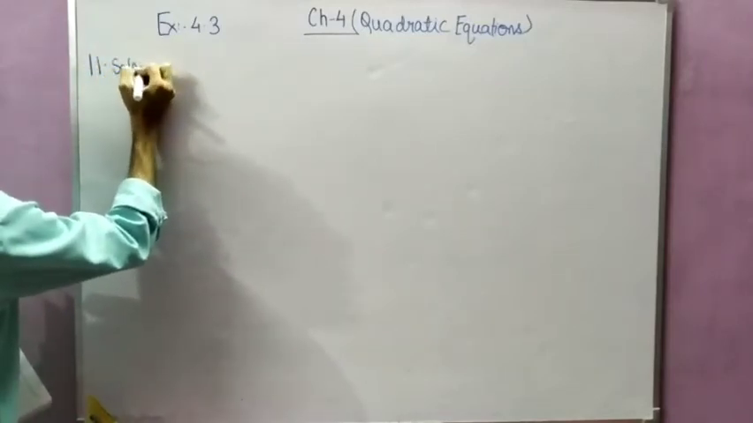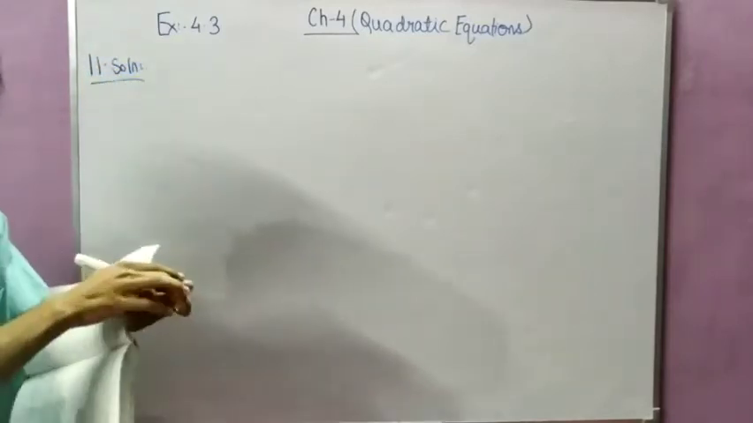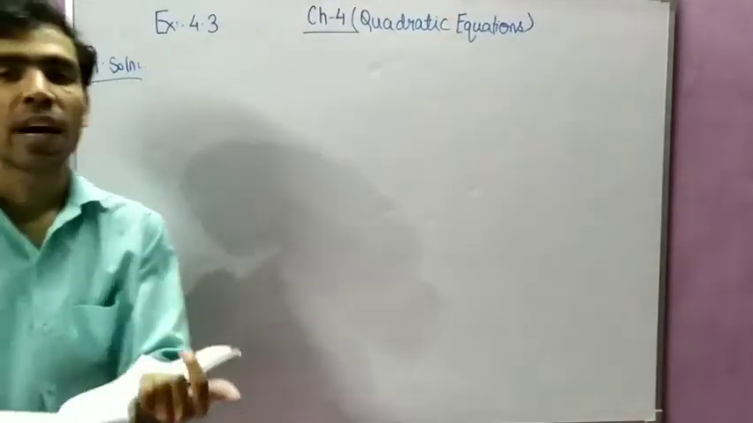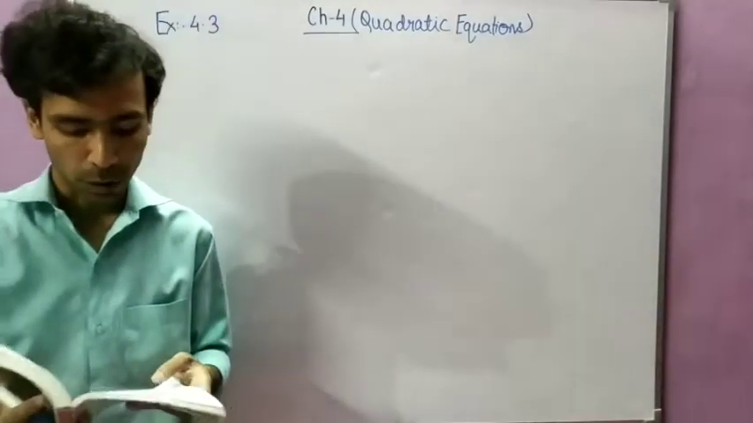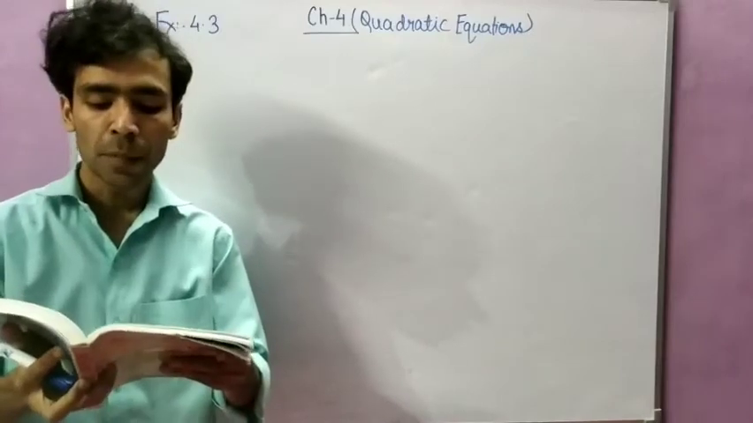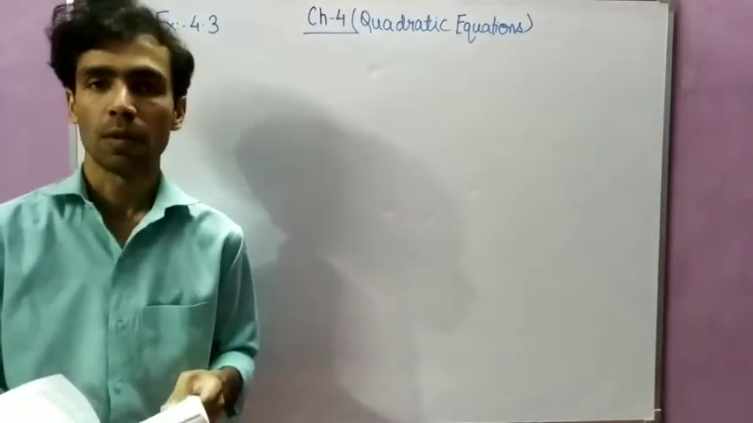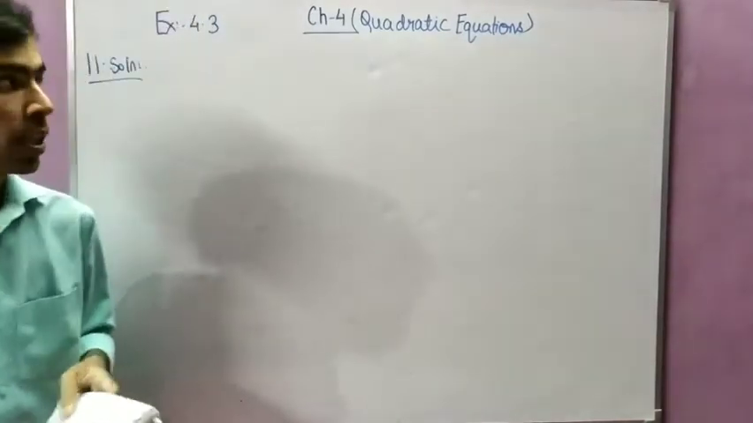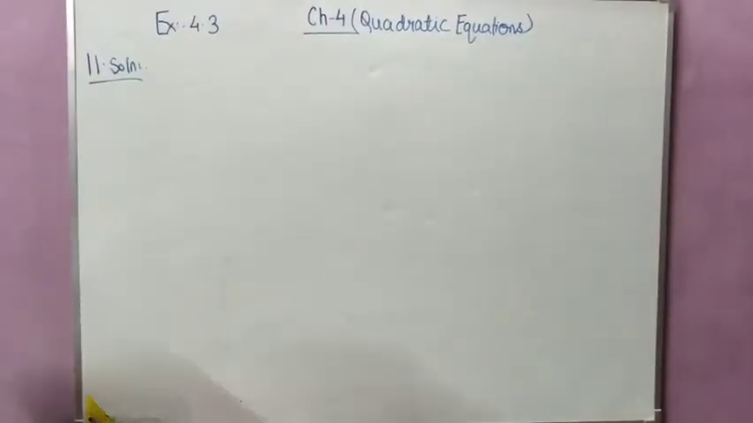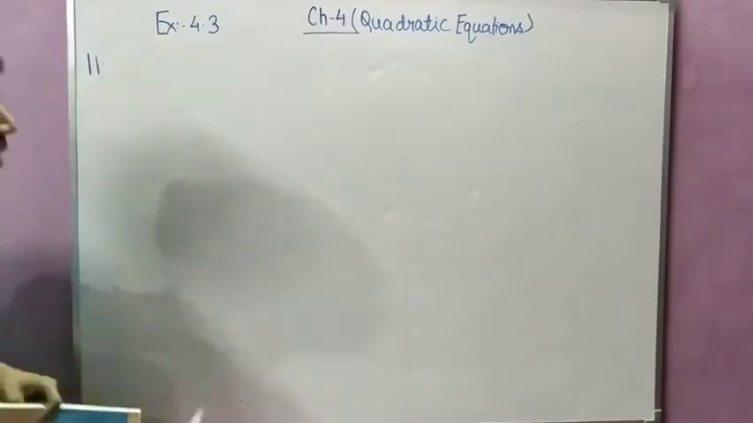So what is the question? The sum of the areas of two squares is 468. If the difference of their perimeters is 24, find the sides of the two squares. I am repeating the question again. I can write it, because it is a small question.